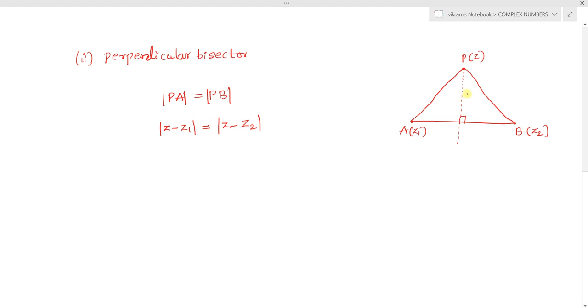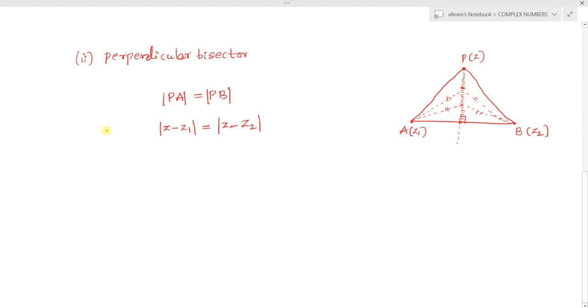If P is taken as the complex number z at any point, then wherever we take it, the distance AP and the distance BP must always be equal for a perpendicular bisector. Wherever we consider the point z on this line, it must have the same length from both. Now, what is the locus of z?